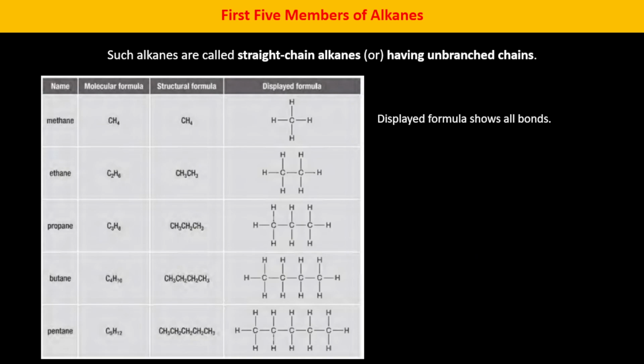So these are the first five members of alkanes, which are methane, ethane, propane, butane, and pentane. All of these alkanes are called straight chain alkanes because why? You cannot see a branch. Okay, these are all straight chain alkanes. And the displayed formula is showing all the bonds. You should practice drawing these straight chain alkanes.